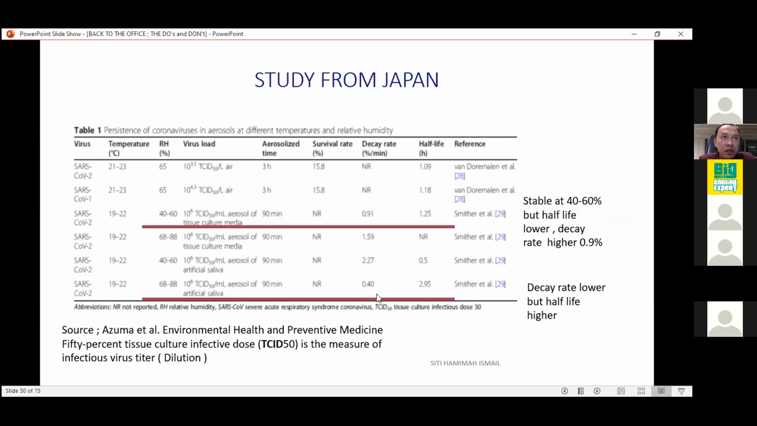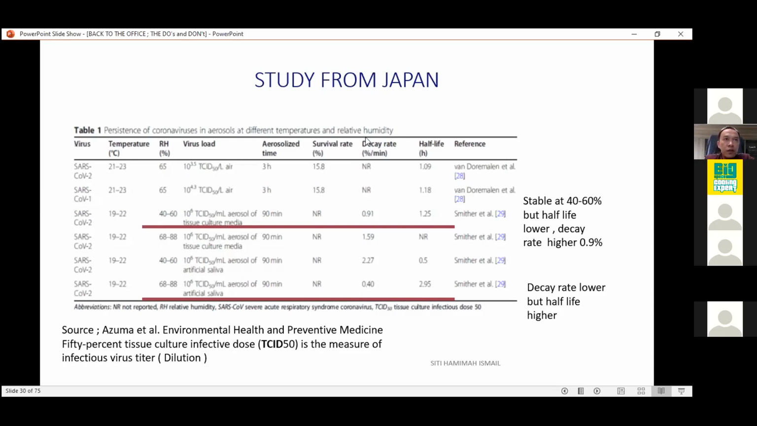High RH. You tengok dia punya decay rate sangat lambat. Lepas tu dia punya half life untuk surviving dia tinggi. So maksudnya kita kena maintain RH kita dalam bangunan tu berapa persen Puan yang ideal? Kalau ikut DOSH dia bagi 40 to 70 betul? Kalau you ikut energy 35 to 65, dia plus minus 5 kat situ. Alright. So kita maintain 40 ke 60 lah Puan.